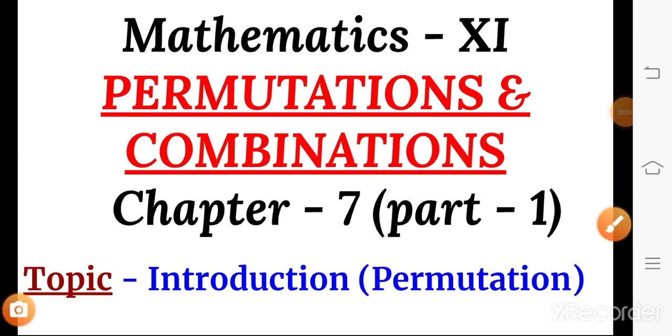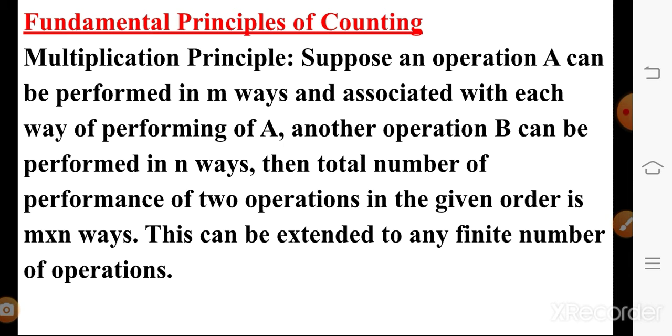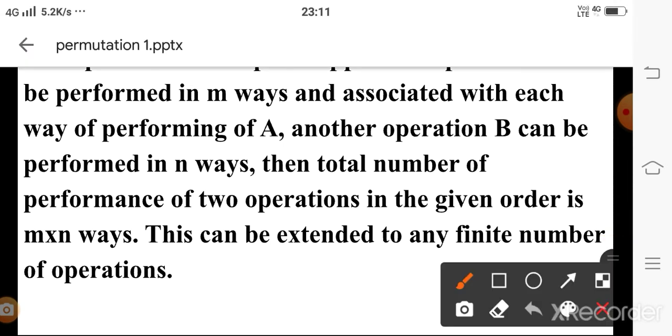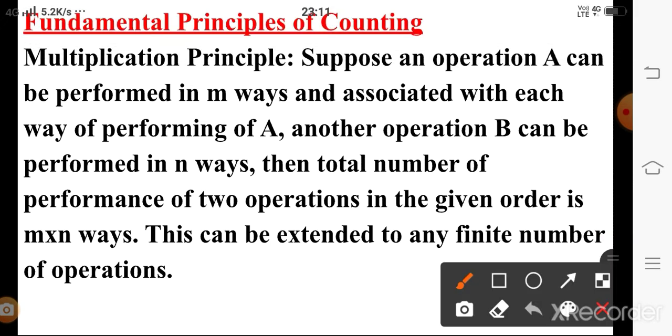Here I am with the first presentation on the basis of the seventh chapter, permutations and combinations. Let us begin with the introduction of this chapter. The first thing we get in this chapter is the fundamental principle of counting.